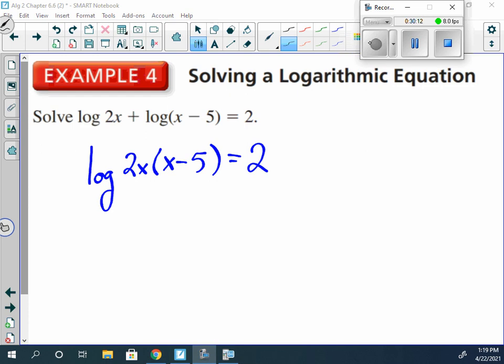So any questions on how we got this to this one log? And this is going to be useful. That's why we did that whole part of condensing logs and expanding, getting used to those properties of how we can put them together and pull them back apart.